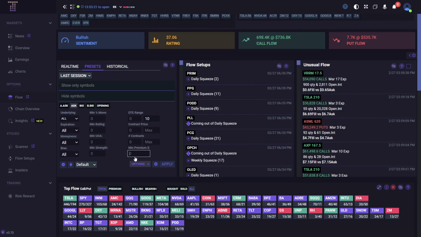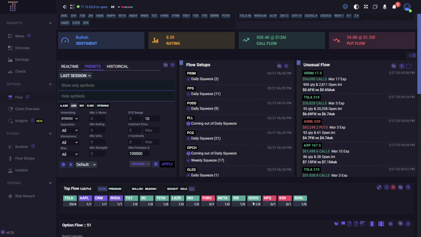The last thing I will do, I want to set my minimum premium to about 100,000. This tells me that every trade that comes through is roughly worth $100,000 or more. And lastly, I'm going to change my underlying to stocks. So when we apply this, we went from having a lot of option flow data to only a handful.